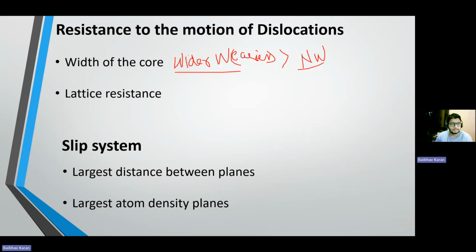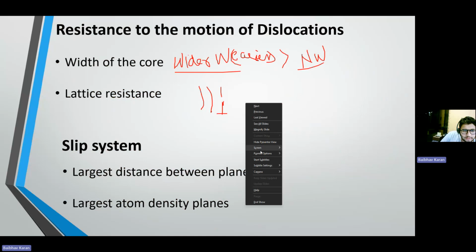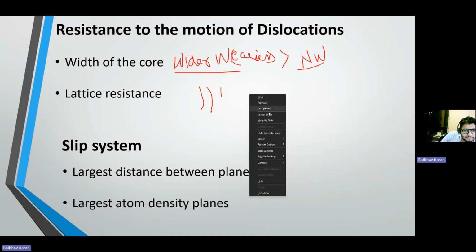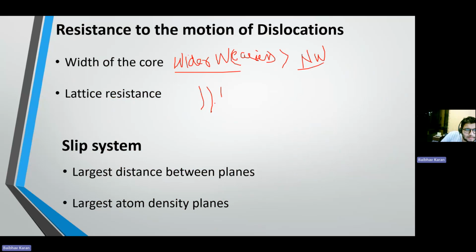Then another point is lattice resistance. What is lattice resistance? Let me explain. Let's suppose this is an edge dislocation. I'm drawing an edge dislocation. Yeah, this is the edge dislocation, right? These are all atomic points.